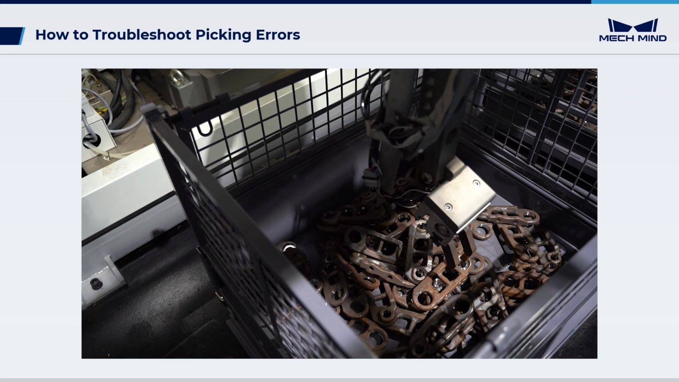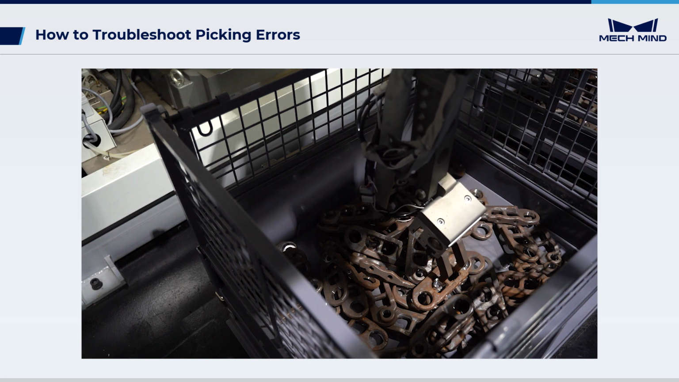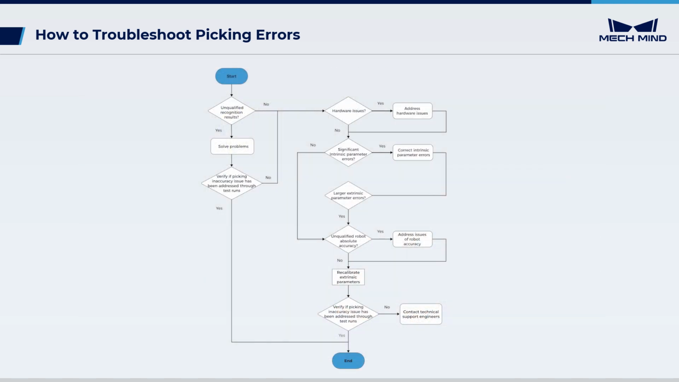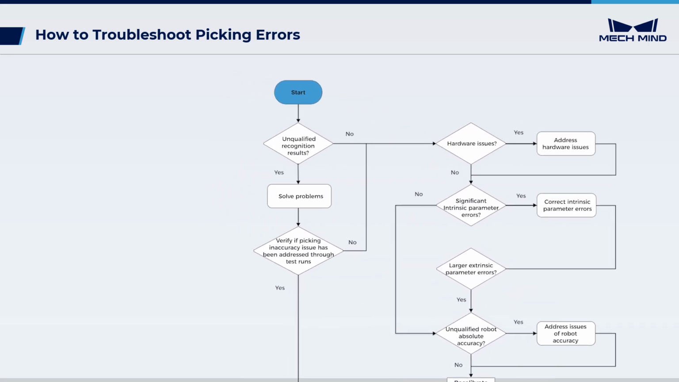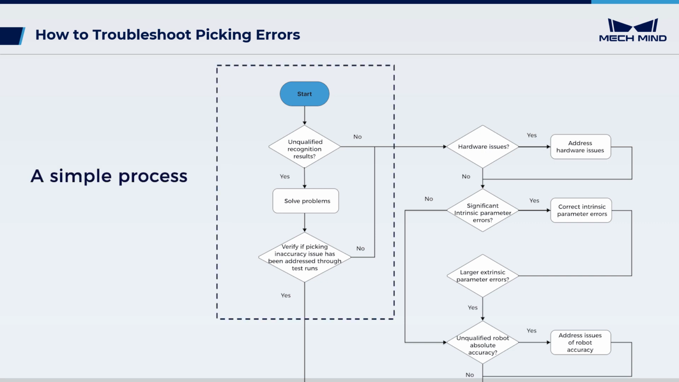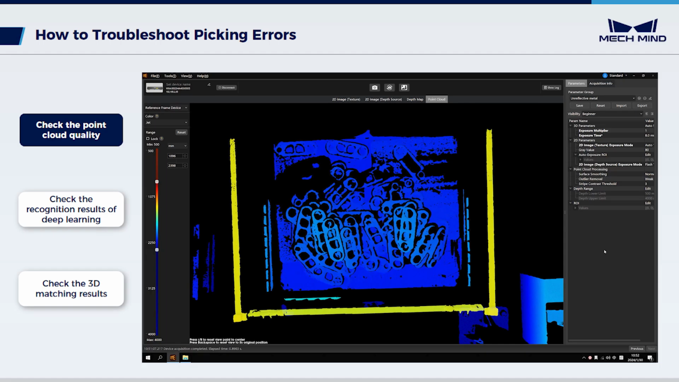However, during long-time production, issues with imprecise robot picking are inevitable. When such issues occur, we can troubleshoot them according to the following process. Based on the most likely factors affecting the picking accuracy, here's a simple process to troubleshoot a problem. First, check the point cloud quality.